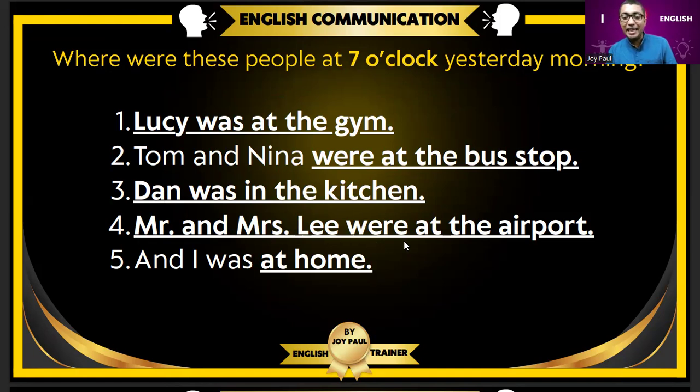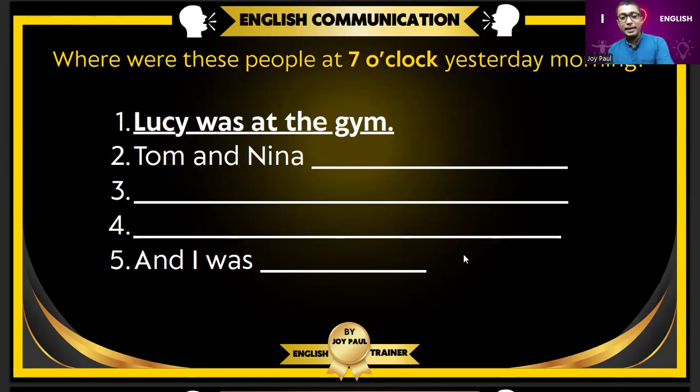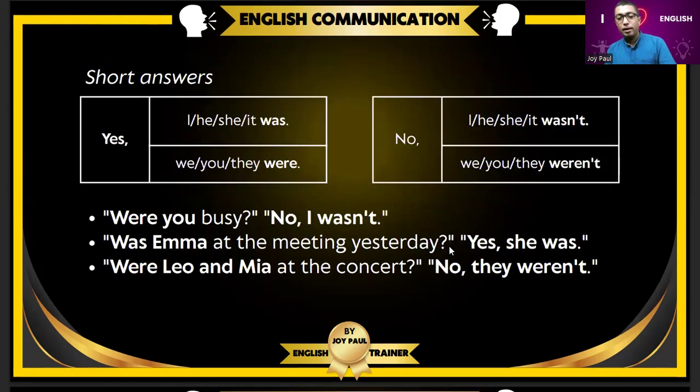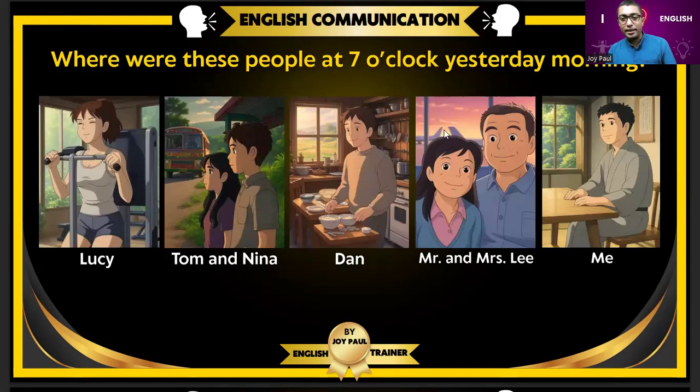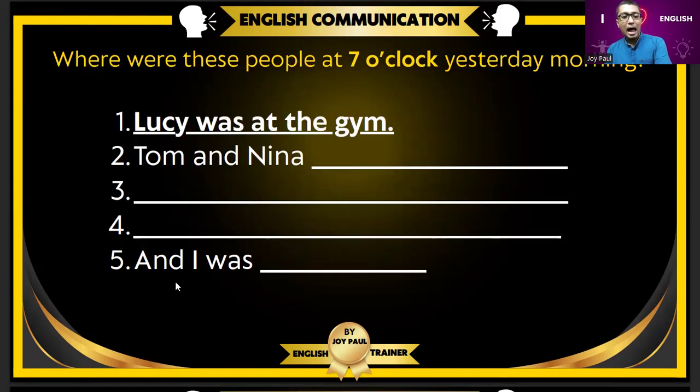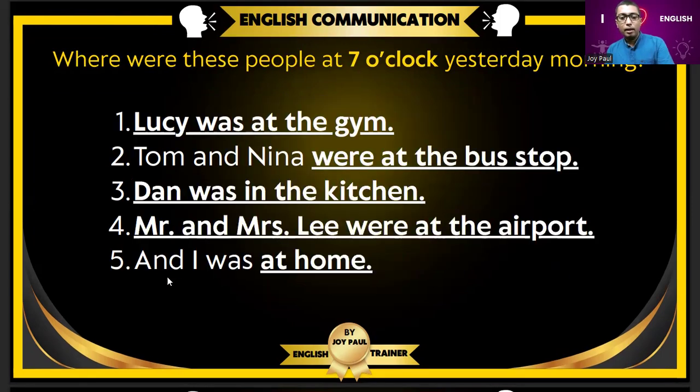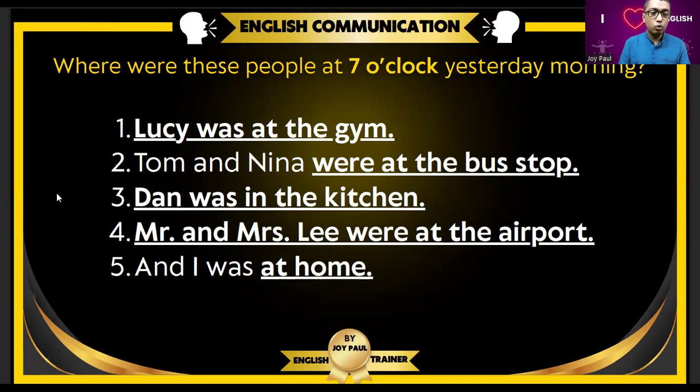Mr. and Miss Lee were at the airport. You can see the aeroplanes behind them. Me. I was at home. That means you are talking about yourself. I was at home. Lucy was at the gym.